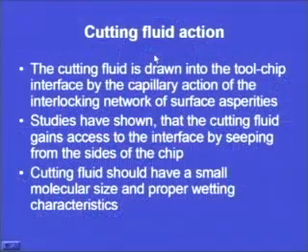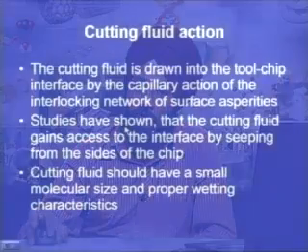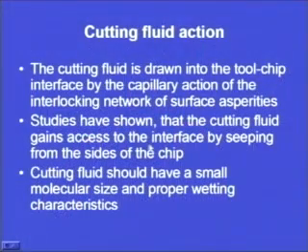Now, how does the cutting fluid act? The cutting fluid is drawn into the tool chip interface. There is a tool chip interface, as we have already seen, and by the capillary action of the interlocking network of surface asperities, the cutting fluid is drawn in. There are some surface asperities in this mating part, and by capillary action the cutting fluid is drawn into them. Studies have shown that the cutting fluid gains access to the interface by seeping from the sides of the chip. So, when the chip is forming, from the sides of the chip, the cutting fluid will seep into the zone.